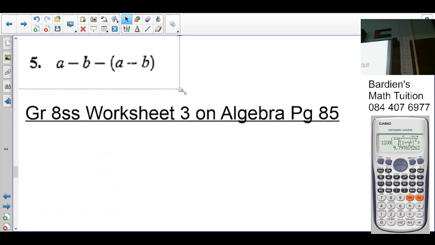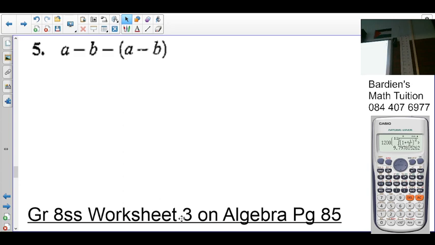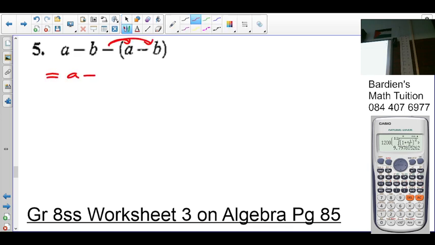Next one, number 5. How many terms are here? 3 terms. It's also known as what? Trinomial. Okay. We multiply to get rid of this bracket here. So you got a minus b minus a plus b. So what do we look for now? Like terms. What is a minus a? Yes. What's minus b plus b? Cancel. Give me the answer.